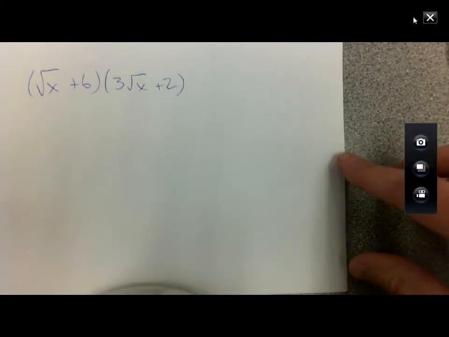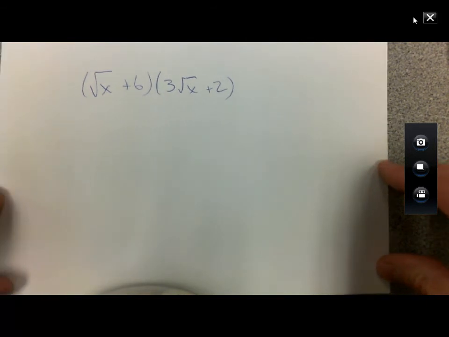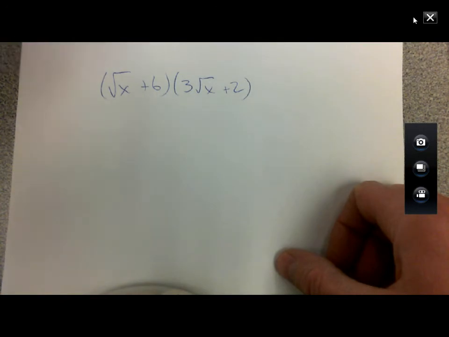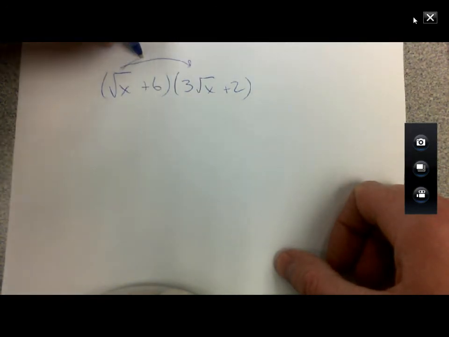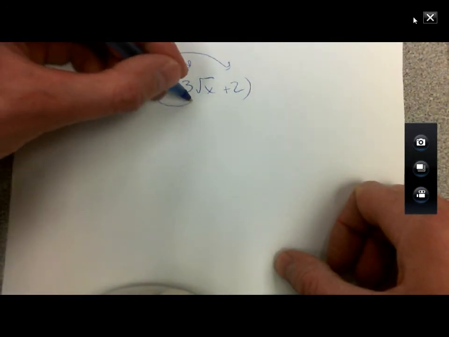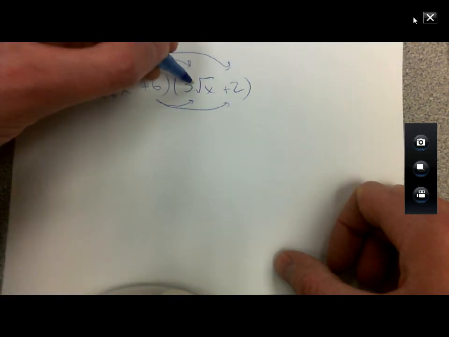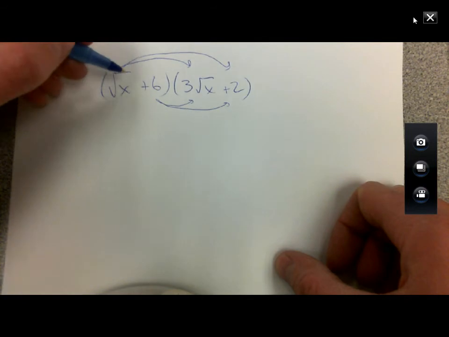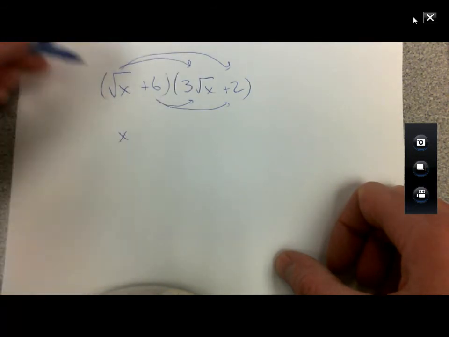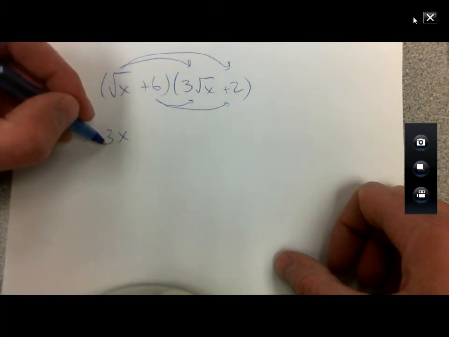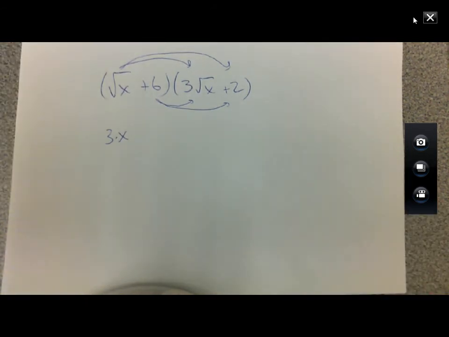Okay, we're going to distribute, FOIL, however you want to do it, just like we have for other polynomials. So I'm going to distribute through the parentheses. Square root of x times 3 square root of x. Well, the square root of x times the square root of x is just x. So I put the extra times there. You don't necessarily need it. But 3 root x times the square root of x is 3x.